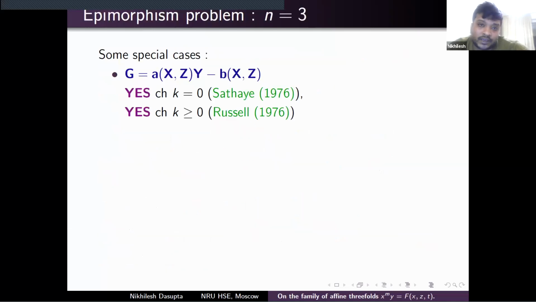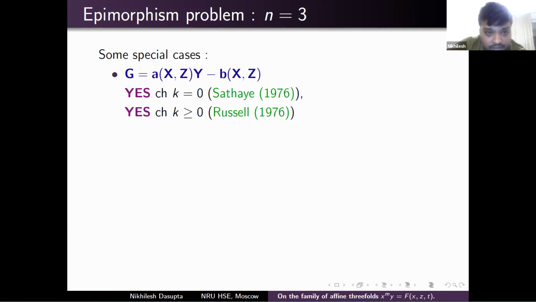So let's move now to the case n equal to 3. For characteristic 0, for some special types of G, the answer is yes. These are called linear planes, of the form a(x,z)y minus b(x,z). It is linear in one variable, basically. Then the answer is yes. I would also like to stress that the condition K[x,y,z] mod G is K[2] must always be satisfied. It's not that if I pick an arbitrary G of this form, it will be a variable. No, it never will. First of all, we need that K[x,y,z] mod G is K[2] and G must be of this special form.